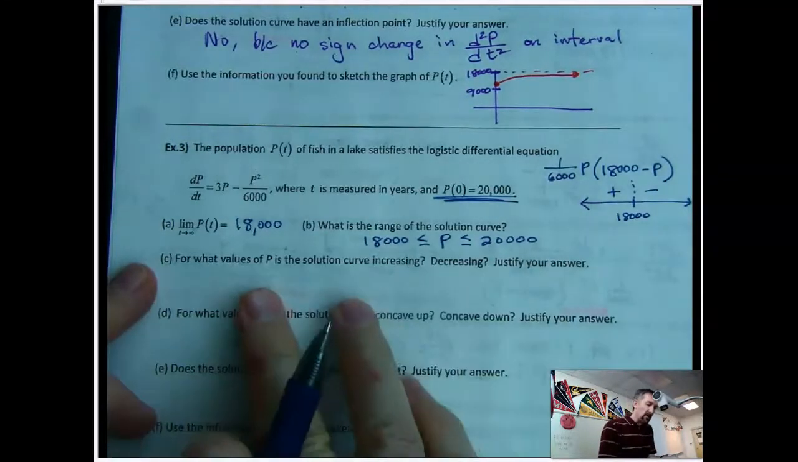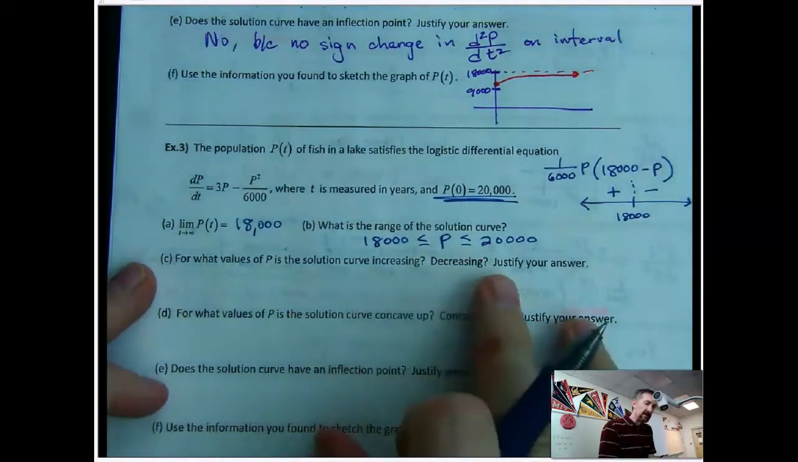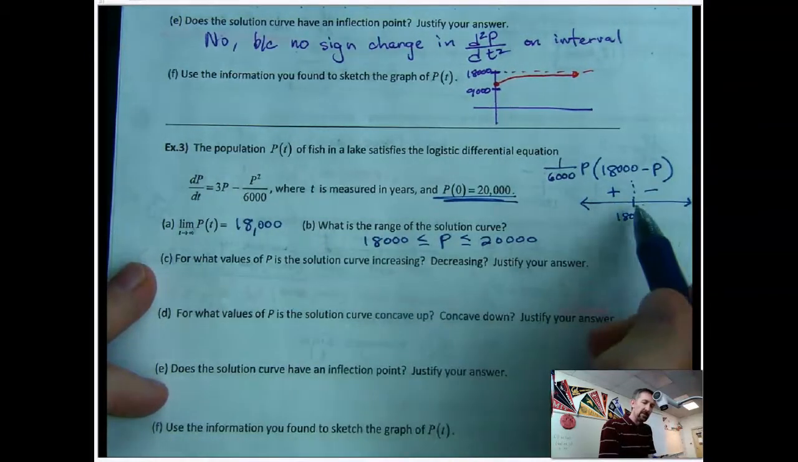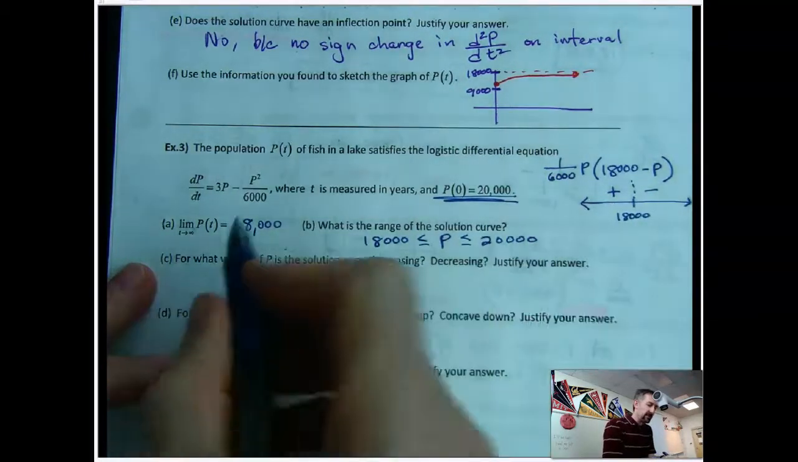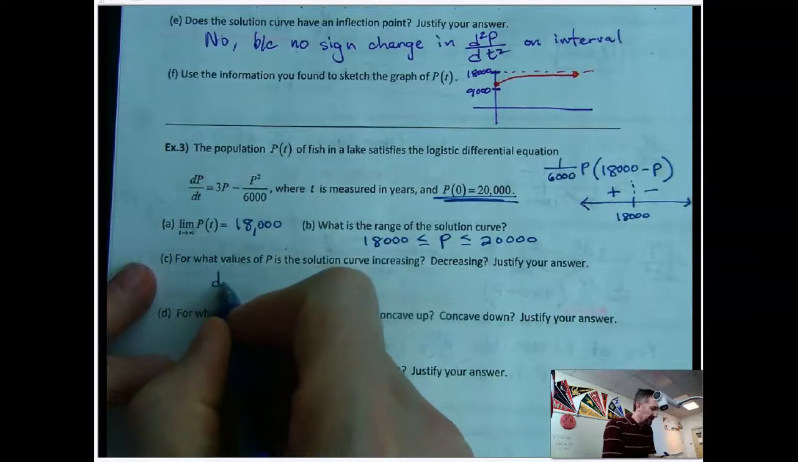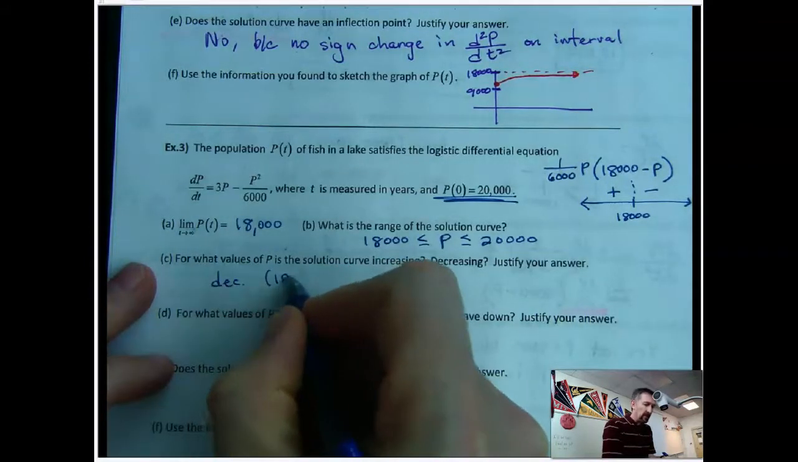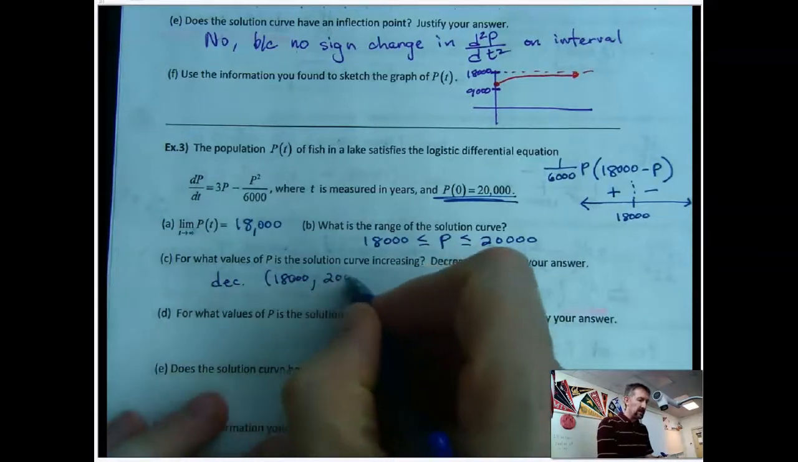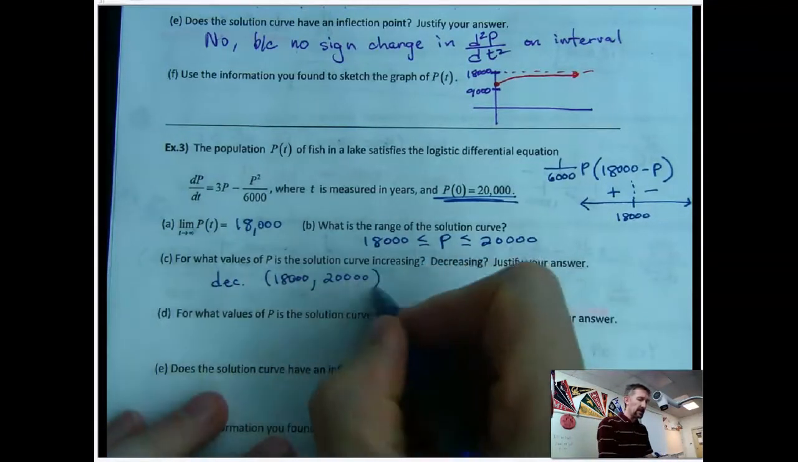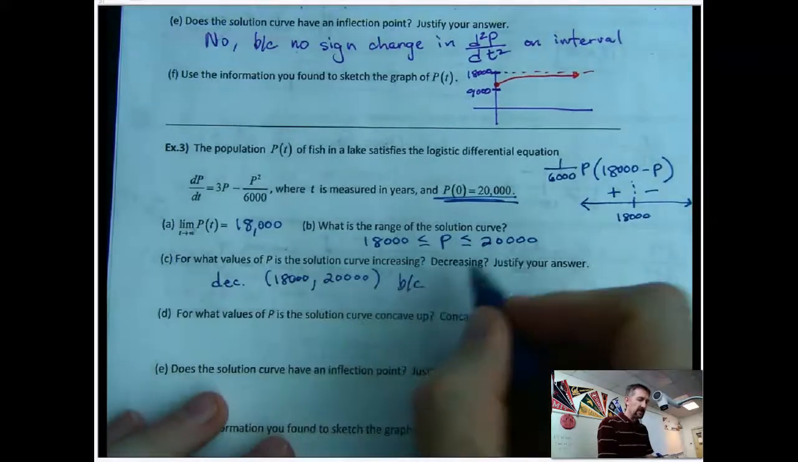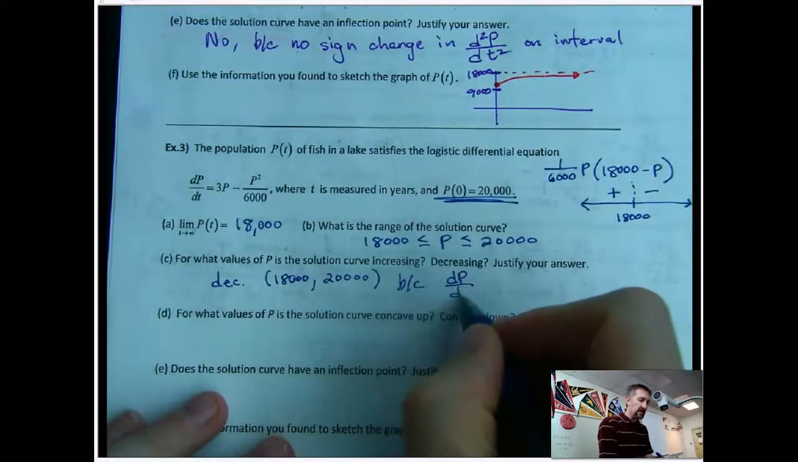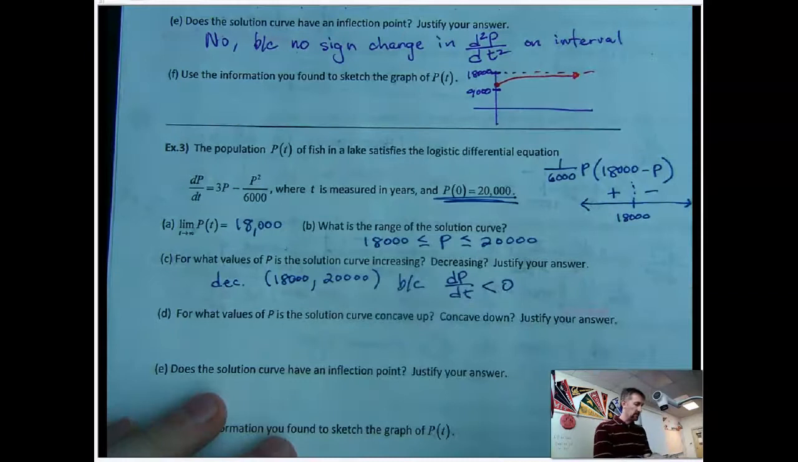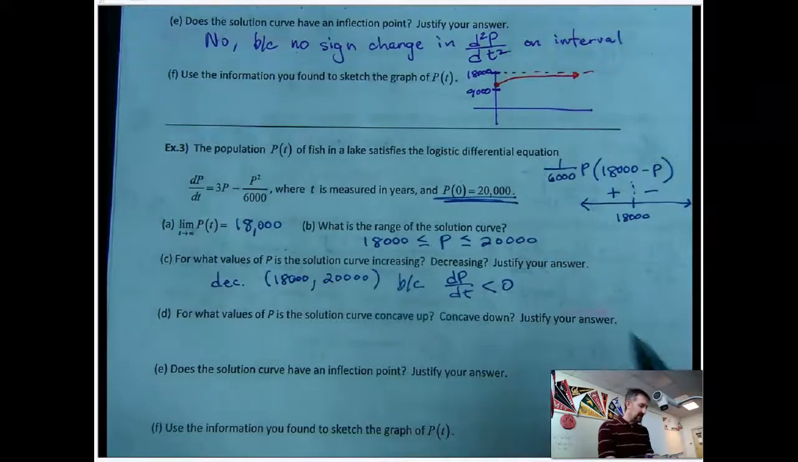Okay. So for what values is it increasing? It's not increasing ever because we're only going from 18 to 20. So it's negative in that whole time. So it's going to be decreasing from 18,000 to 20,000 because dB dt is less than 0. Okay, concave up or concave down?